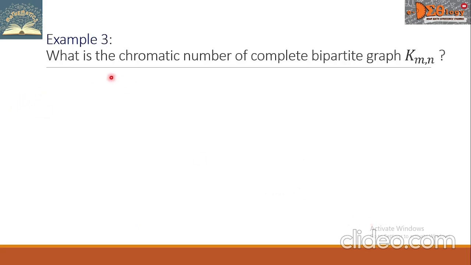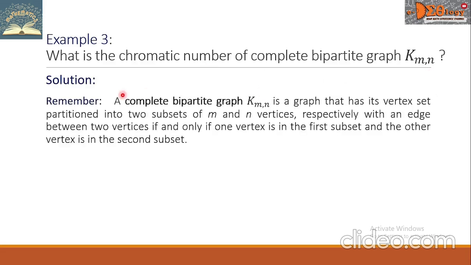Example 3. What is the chromatic number of complete bipartite graph K sub m,n? Remember, a complete bipartite graph K sub m,n is a graph that has its vertex set partitioned into 2 subsets of m and n vertices, respectively, with an edge between 2 vertices if and only if one vertex is in the first subset and the other vertex is in the second subset.